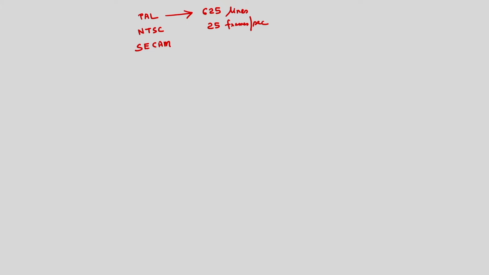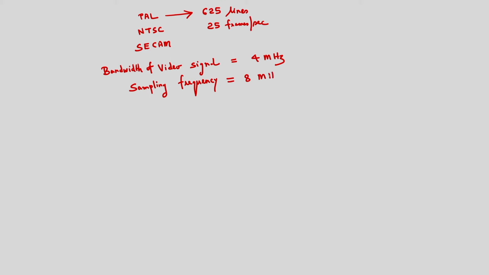Now, let us consider a video signal, and suppose the bandwidth of the video signal is 4 megahertz. Let us consider this example, 4 megahertz. So, what will be my sampling frequency then? Bandwidth is 4 megahertz, so the sampling frequency will be 8 megahertz as per the Nyquist sampling theorem. So, my sampling frequency will be 8 megahertz.